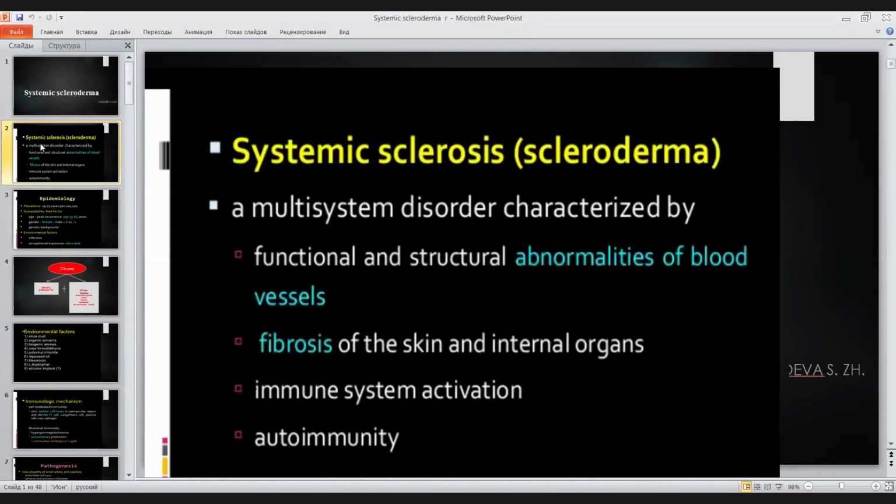Second slide. It is a multi-system disorder, I already said about this. In SLE there was also a multi-system disorder, dysfunction of internal organs, and this disease is also characterized by this multi-system disorder. And the main problem will be functional and structural abnormalities of blood vessels. This disease is characterized by the abnormalities of blood vessels. Due to these functional and structural abnormalities of blood vessels, there will be fibrosis of skin and internal organs.